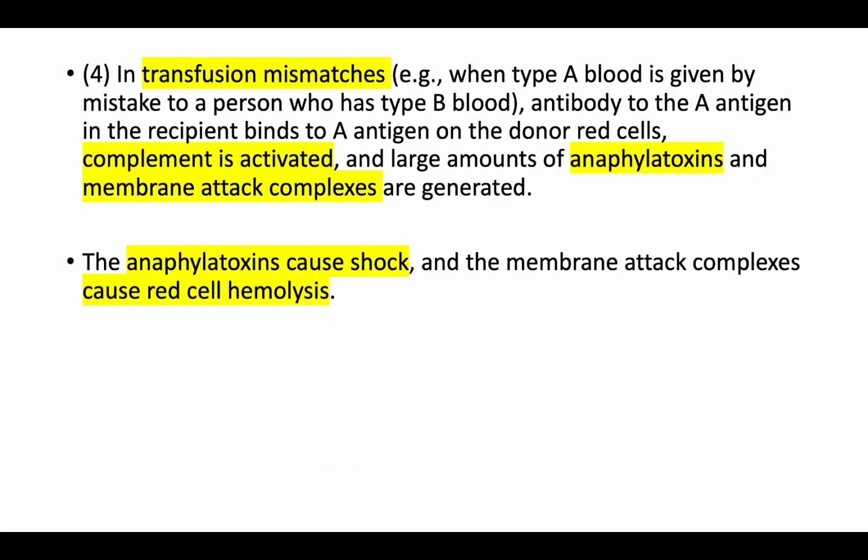Transfusion mismatch, also allografts. When you put a cell from another body that has antigens into another person, for example a transfusion or allograft, the antibodies to the A antigen in the recipient will bind to the antigen of the donor, and then complement is activated. This will release anaphylatoxins and membrane attack complexes, and then the patient will have shock due to the anaphylatoxins, and you have red cell hemolysis due to the membrane attack complexes.